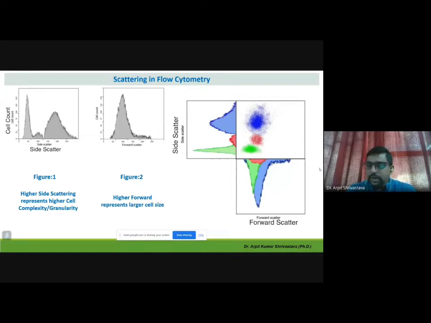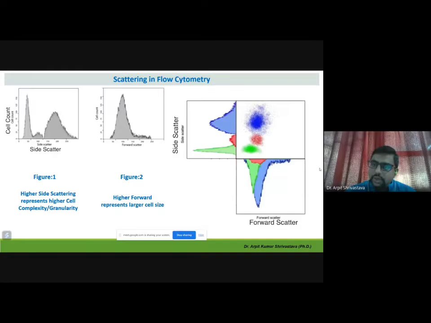Like you can see in this graph, quadrant, the blue population, red population, and green population. So these are the three populations. The uppermost population, as you can see, once you mix these two graphs, shows higher granularity. That means higher side scattering, and higher forward scattering. That means larger size. So the blue dots represent, amongst the three, the larger size and larger complexity.